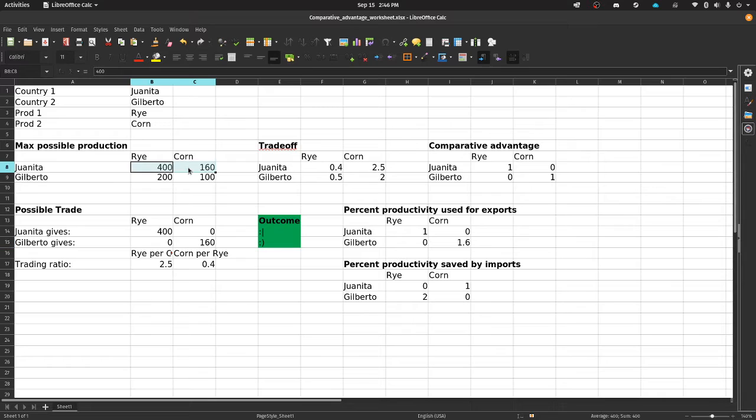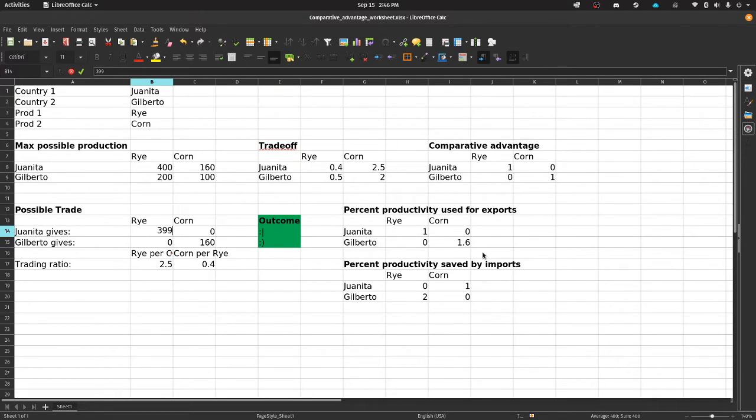So if we say Juanita trades 1 day's work for 1 day's work, she is using all of her productivity to produce rye, and she is saving the equivalent of all of her productivity. She could have just made 160 units of corn and not bothered with the trade. So her outcome is indifferent, right? Not a happy face, not a frowny face. But Gilberto's happy because we are trading in the direction of comparative advantage.